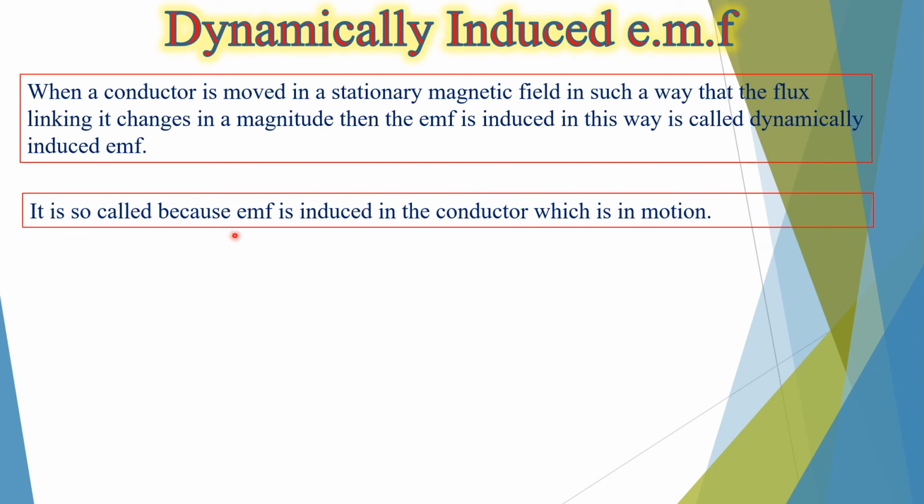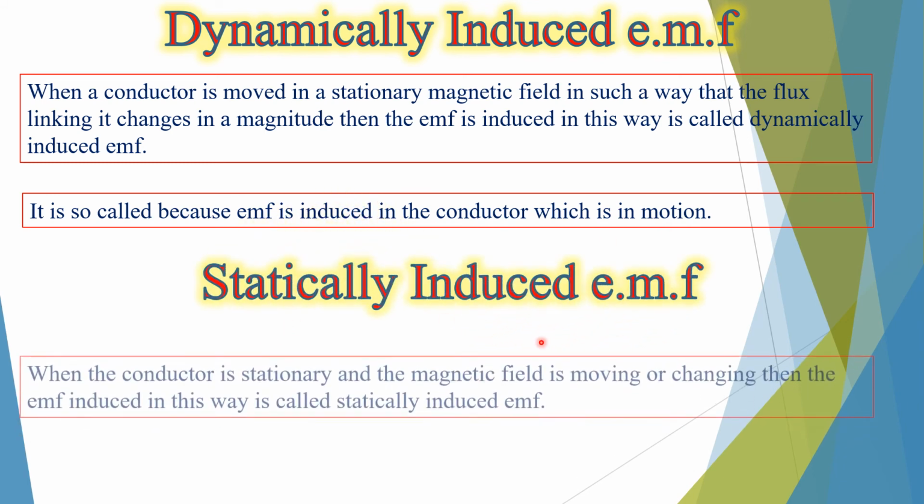It is also called so because EMF is induced in the conductor which is in motion. The conductor is in motion. That's why we call it dynamically induced EMF. Due to the motion of conductor in a magnetic field, EMF is induced in the conductor, and that is known as dynamically induced EMF.